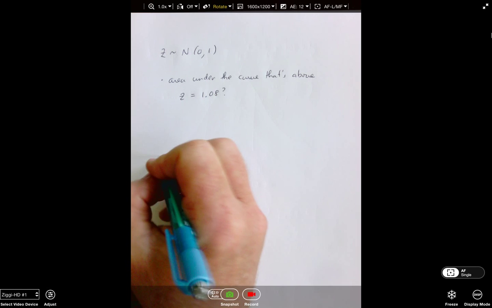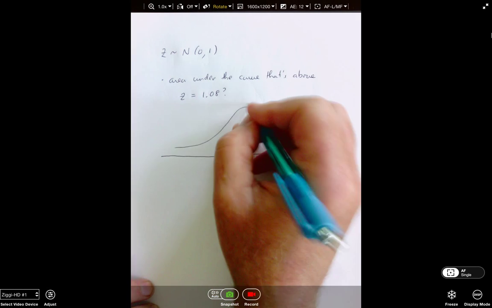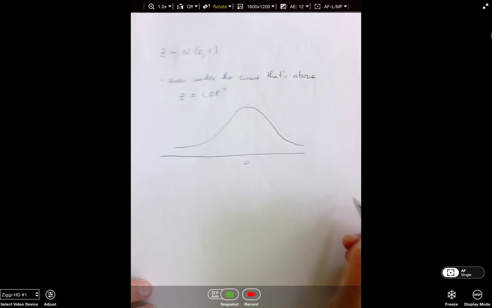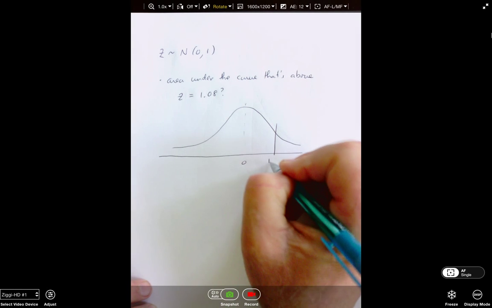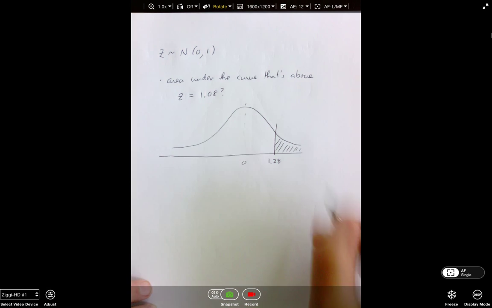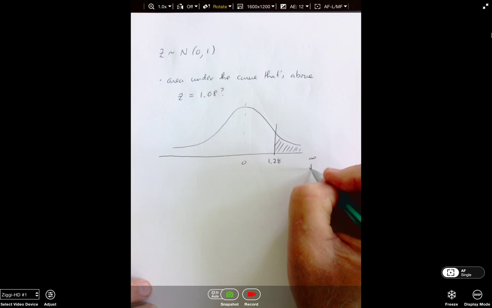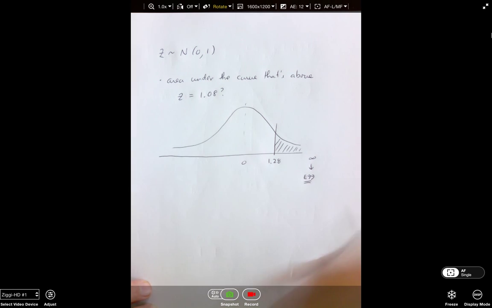So essentially what we're doing here is we've got this normal distribution centered at 0, and we want to come up here to 1.28, and we want to find the area under the curve all the way up to positive infinity. Well, it turns out you can do this. Positive infinity in our calculator is just going to be put in as E99, and I'll show you how to do that in just a second.